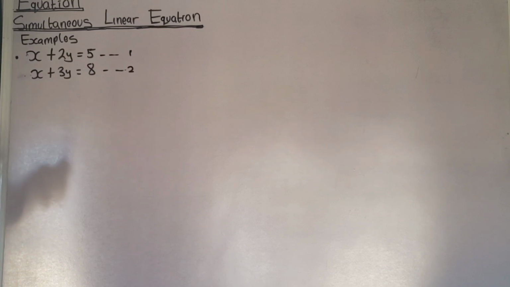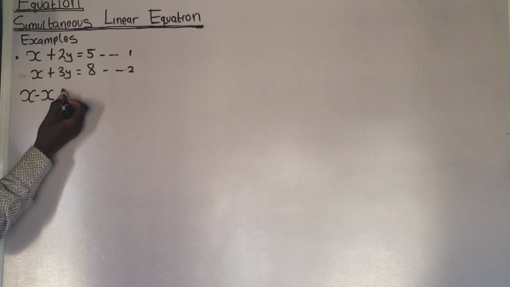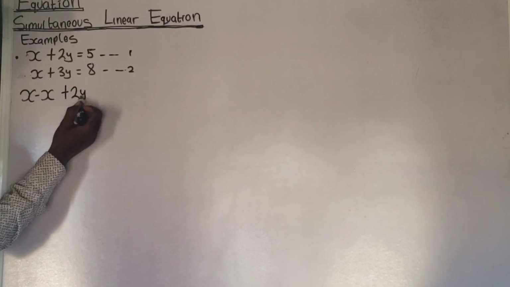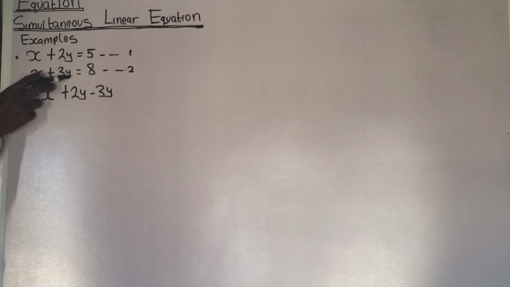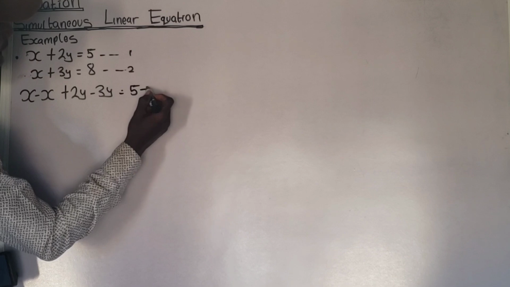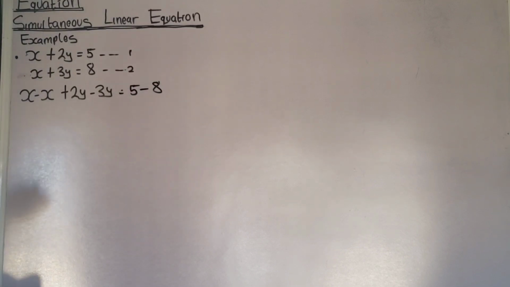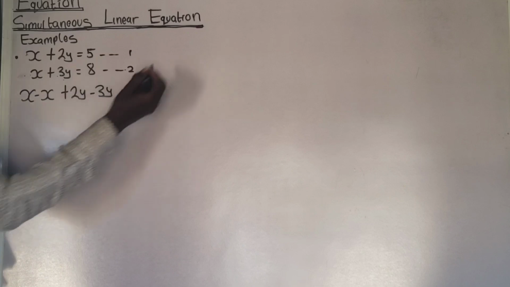So, pay attention. For this, I'm going to have x minus x plus 2y minus 3y. I'm subtracting this equation from this equation, which is equal to 5 minus 8. If you don't understand, reverse the video and watch it again. x minus x, that is this x minus x, and then 2y minus positive 3y.